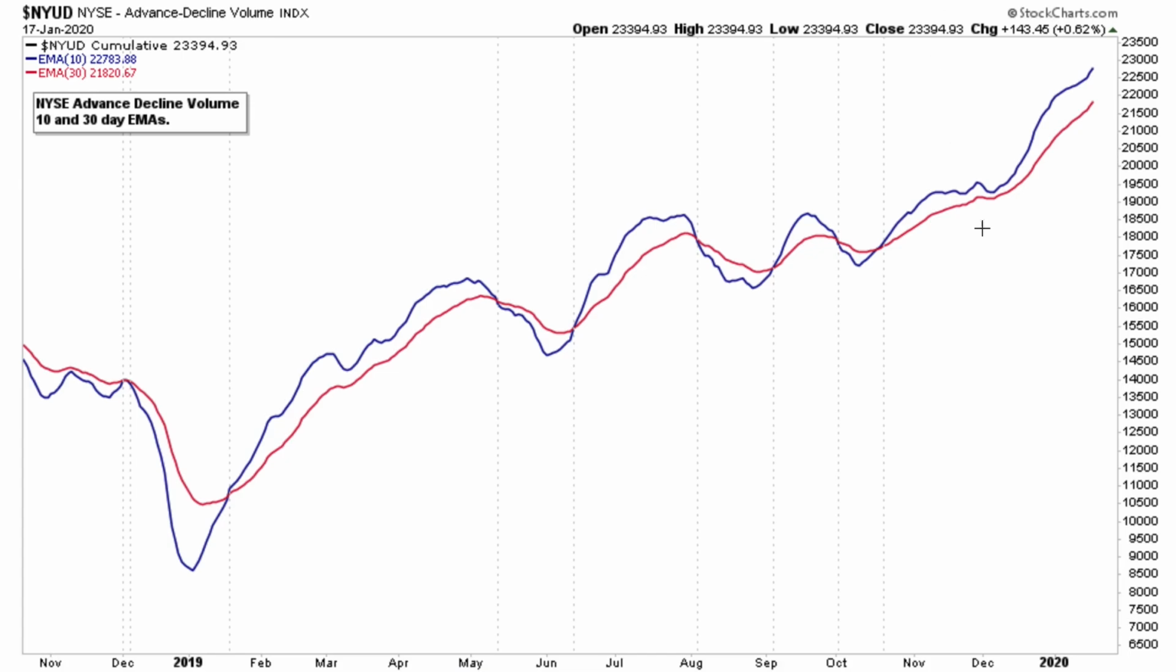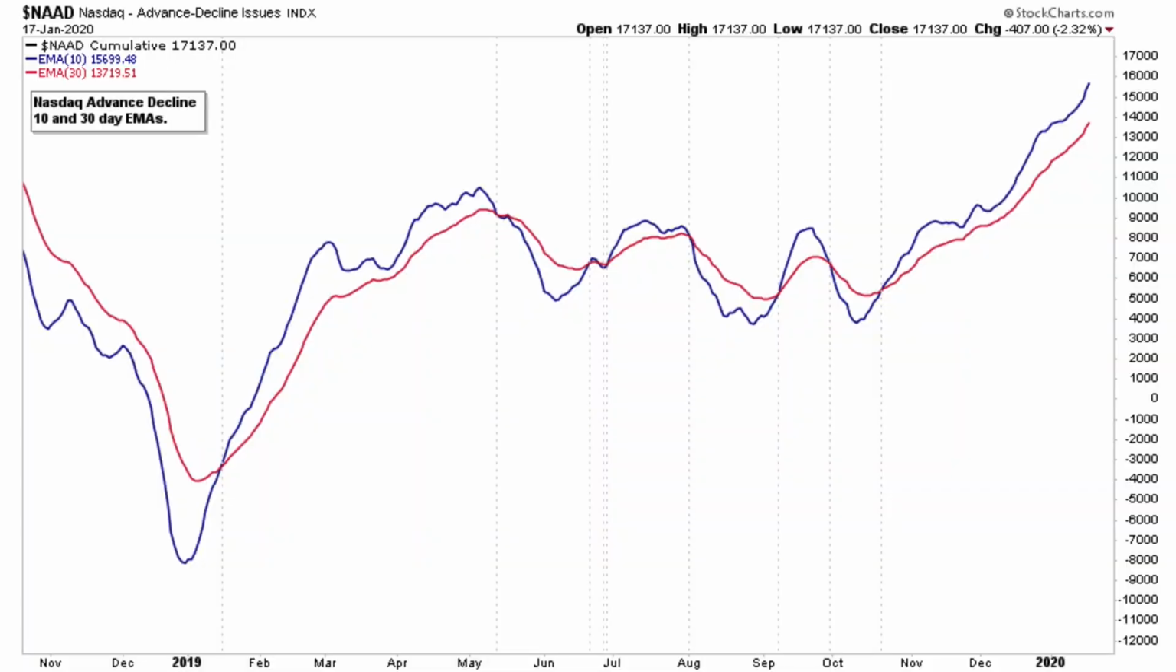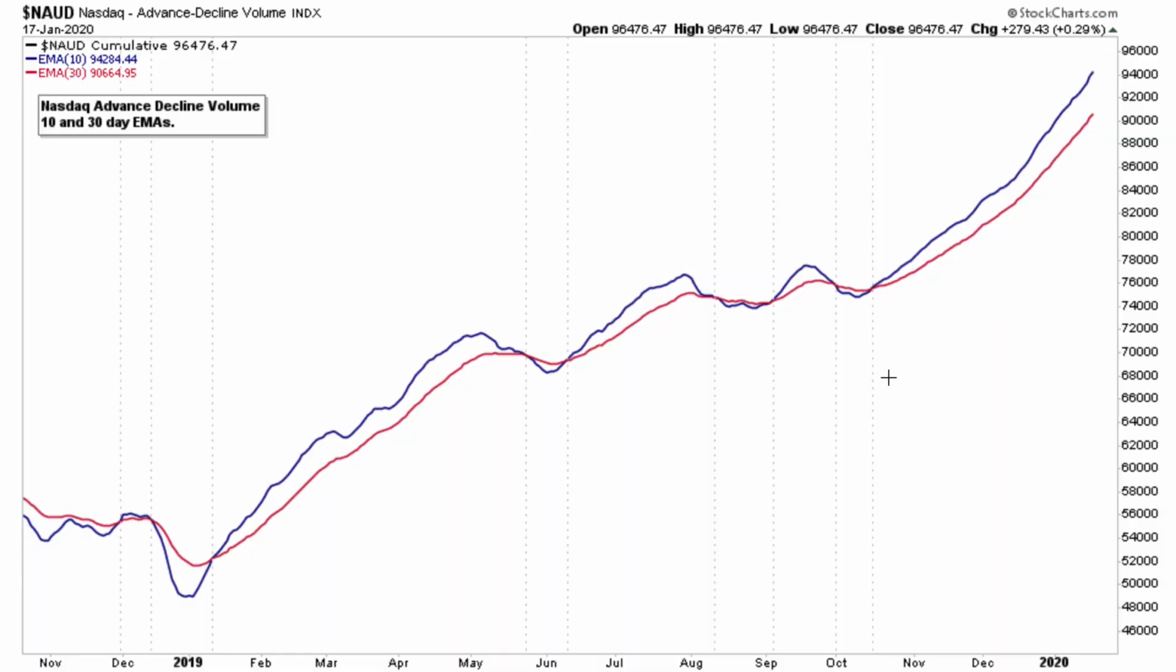Got the advanced decline volume, which has been on a bull signal since October. The Nasdaq has been on a bull signal since October, and the Nasdaq volume, which has been on a bull signal since October. So again, all 4 remain on a bullish signal. So the weight of evidence for these indicators remains bullish.